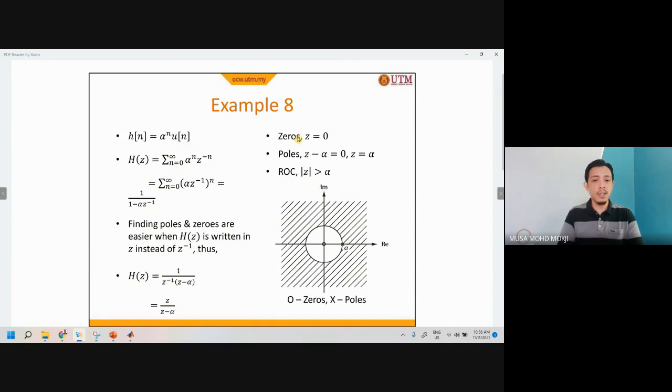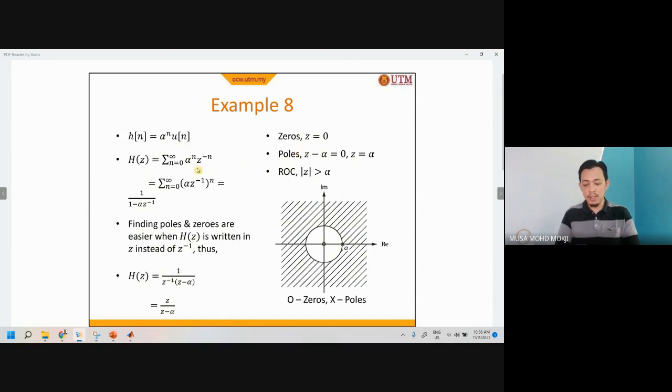So what are the zeros again? Zeros are the roots of the numerator. So we just put z equals 0 because we have only z here. Then that is solved: z equals 0. What are poles? Poles are the roots of the denominator. So what is our denominator? z minus alpha. So z minus alpha equals 0, then z is equal to alpha.